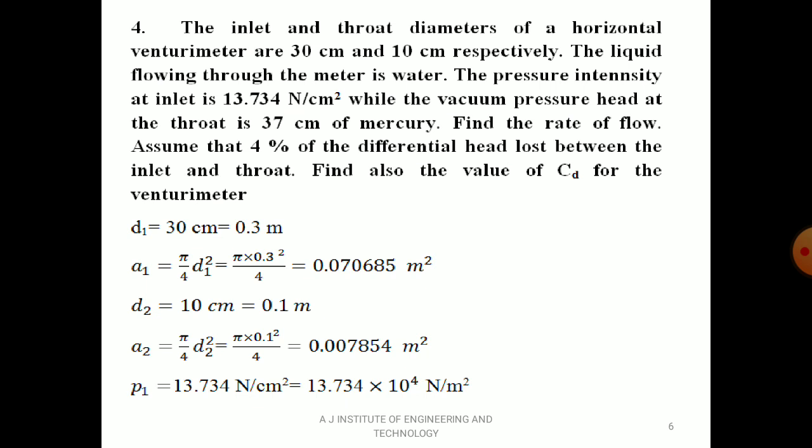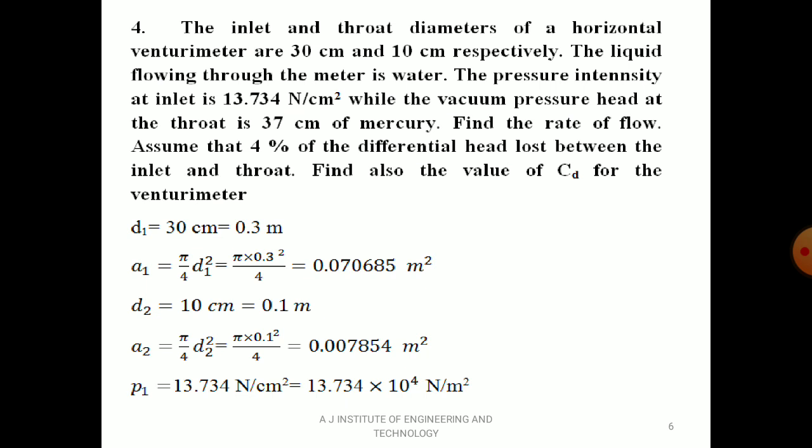Let's go for the fourth problem. The inlet and throat diameters of a horizontal venturimeter are 30 cm and 10 cm respectively. The liquid flowing through the meter is water. The pressure intensity at inlet is 13.734 Newton per centimeter square, while the vacuum pressure head at the throat is 37 cm of mercury. Find the rate of flow. Assume that 4% of differential head is lost between inlet and throat. Find also the value of CD for the venturimeter.